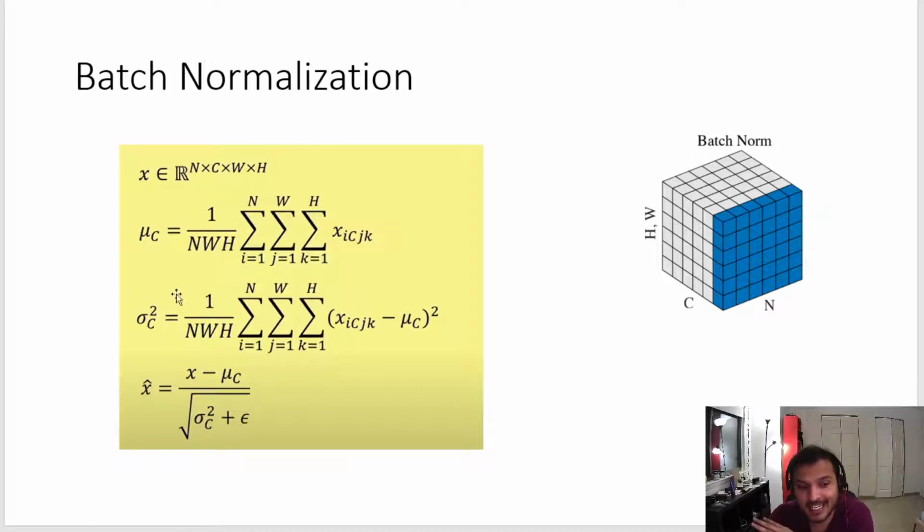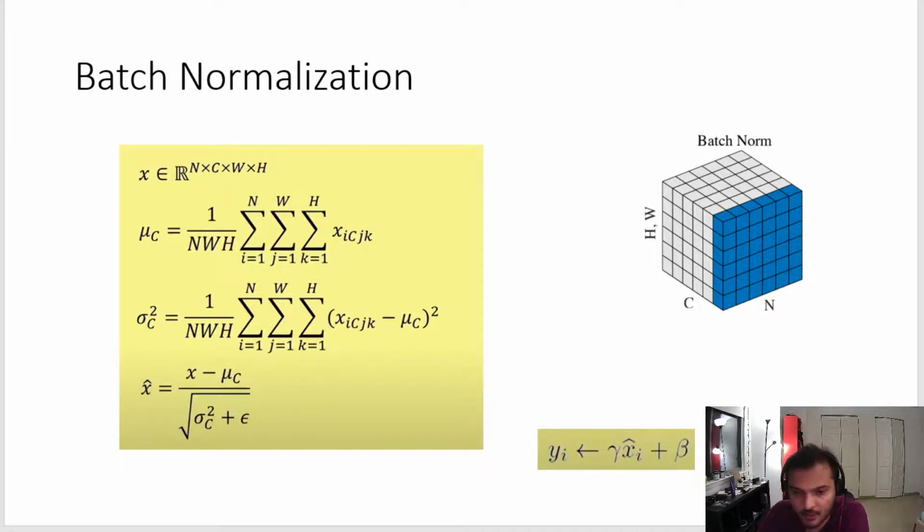Now once you have obtained the corrected values, the output for each channel, so this should be x cap c, for each value in a particular channel would be the current value minus the mean of the channel and divided by the standard deviation of the channel, rather the variance of the channel. This epsilon has been added for numerical stability. You don't want division by zero. So this is how you normalize your activations, and this is how you compute the statistics. Again, batch normalization is with respect to all the values per channel. So batch normalization is a per channel thing.